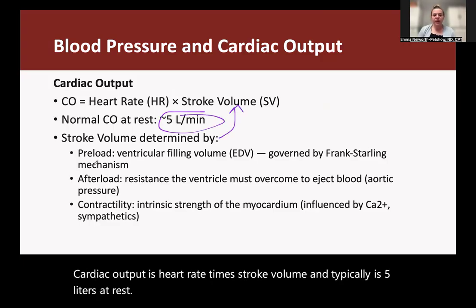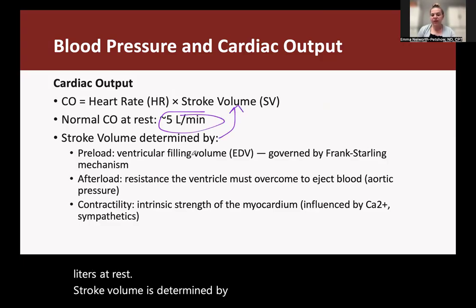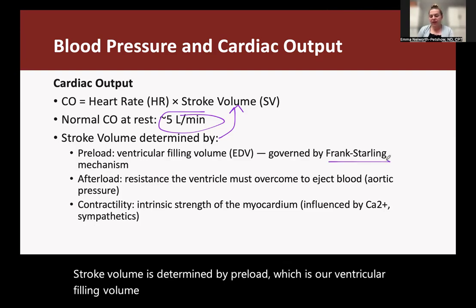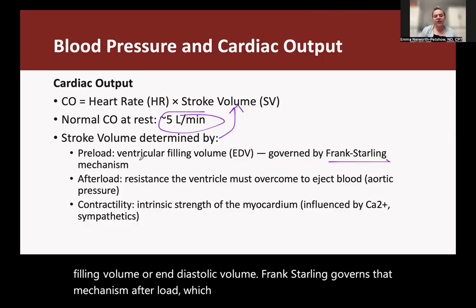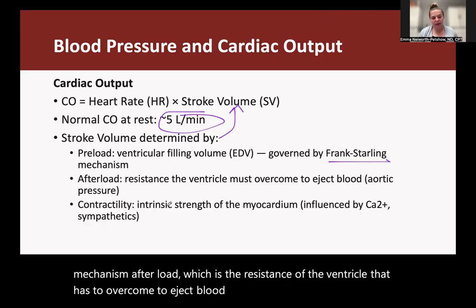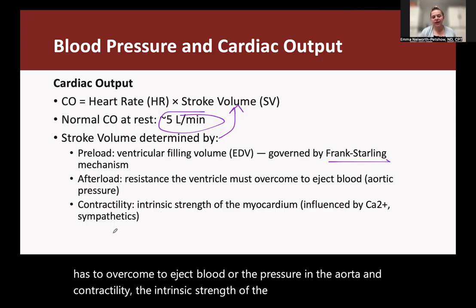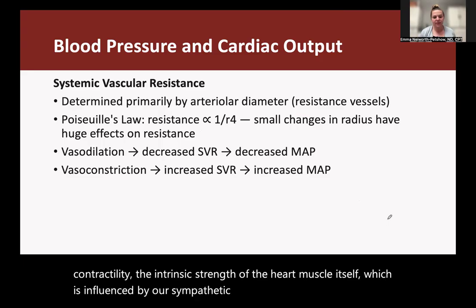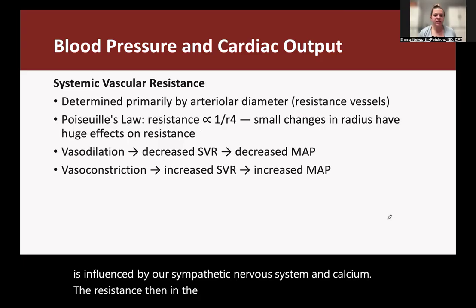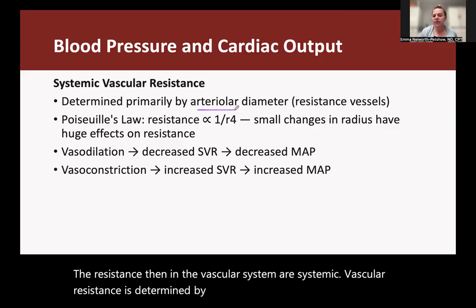Stroke volume is determined by preload, which is our ventricular filling volume or end diastolic volume. Frank Starling governs that mechanism. Afterload is the resistance the ventricle has to overcome to eject blood, or the pressure in the aorta. And contractility is the intrinsic strength of the heart muscle itself, which is influenced by our sympathetic nervous system and calcium. The resistance in the vascular system, our systemic vascular resistance, is determined by the diameter of arterioles. These are our resistance vessels right before capillaries.